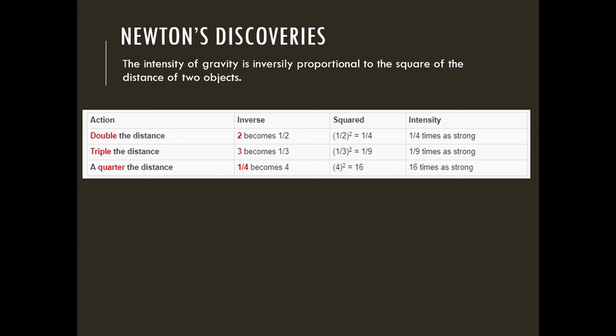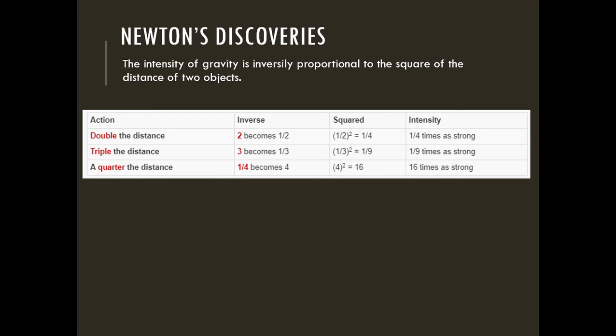The same thing happens if we analyze the second problem, triple the distance. So we have a number 3. When we inverse it, we have 1/3. And if we square 1/3, we have 1/9. And of course, our intensity will be 1/9 times as strong.